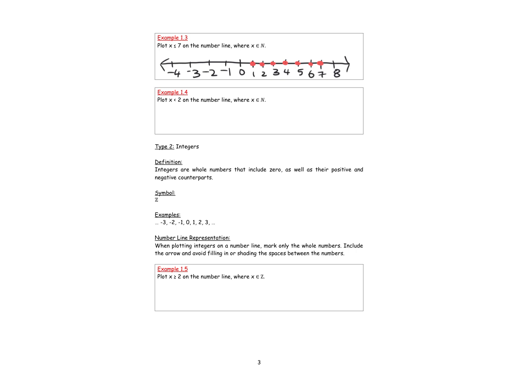Example 1.4 says plot x is less than 2 on the number line where x is an element of N. Again, I'm going to draw my number line. I'm going to plot 0 at the center, and then 1, 2, 3, 4, 5, -1, -2, -3, -4, -5.